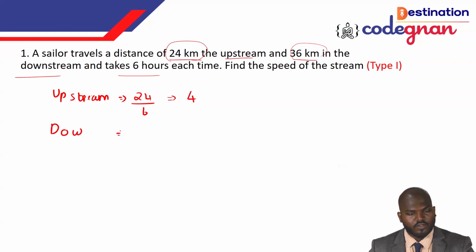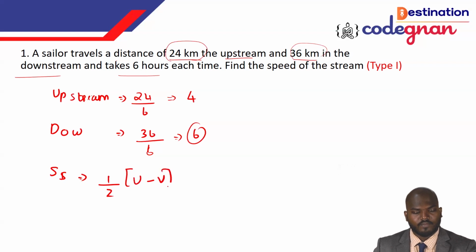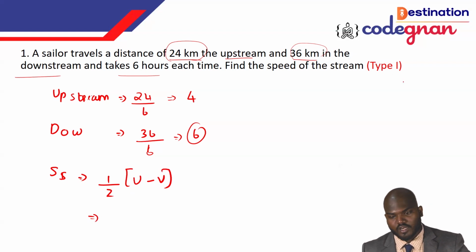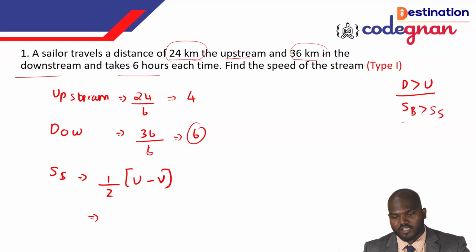And downstream is 36 by 6 hours, which gives 6. Now the speed of stream formula is 1 by 2 of u minus v, where u is upstream. But downstream is always greater than upstream, and the speed of boat is always greater than the speed of stream.